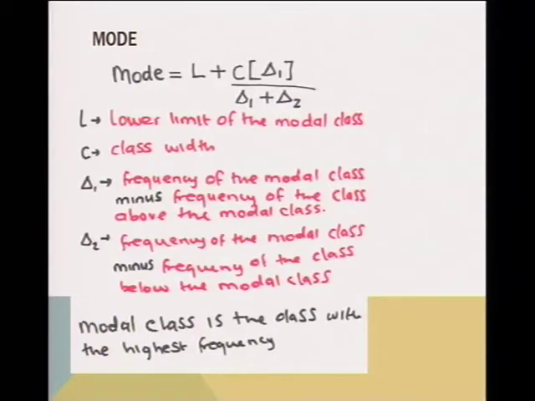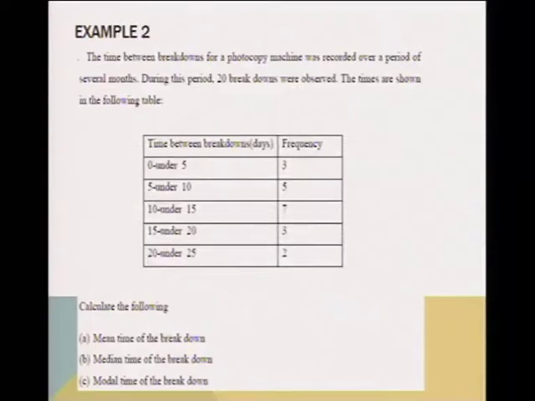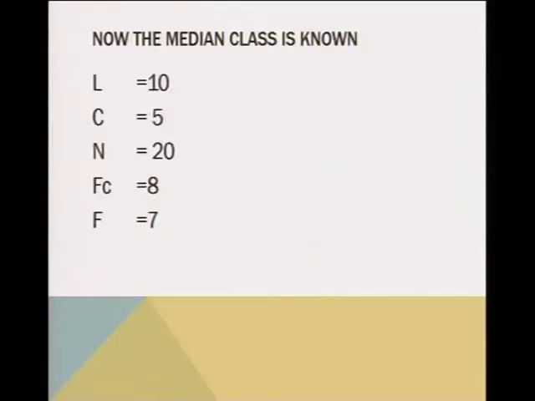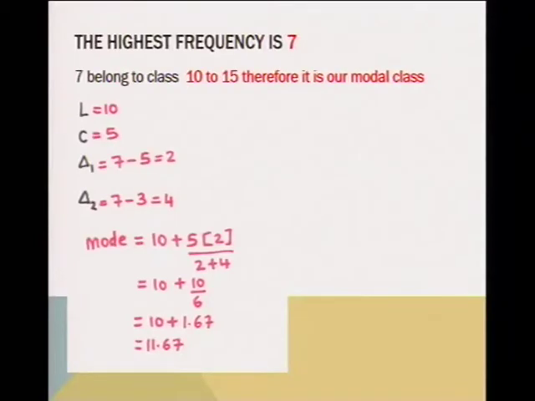Okay, and then mode. The modal class is the class with the highest frequency. How do you know which one has the highest frequency? You go to your frequency column, you see that 7 is the highest, then 7 belongs to which class? It belongs to class 10 to 15, so 10 to 15 is your modal class. What is the lower limit of that class? It is 10. What is the class width? It is 5. So D1 or delta 1 is the frequency of the modal class minus the frequency of the class above, and D2 is the frequency of the modal class minus the frequency of the class below, and that is what you get. If you solve that you get that your answer is 11.67.